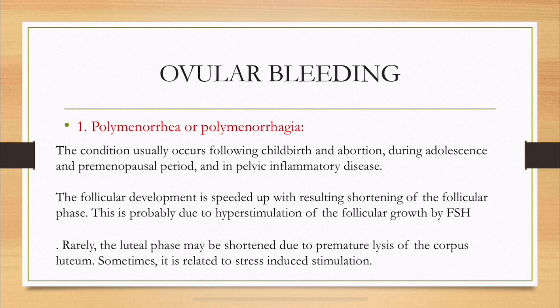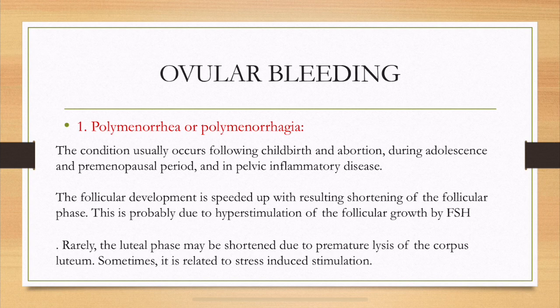In ovular bleeding, there were three headings. First one was polymenorrhea, also known as polymenorrhagia. The condition usually occurs following childbirth or abortion, during adolescence, in the premenopausal period, or in PID, pelvic inflammatory disease. So we know polymenorrhea is found in adolescent girls, the premenopausal period, following delivery or childbirth, and also in PID.